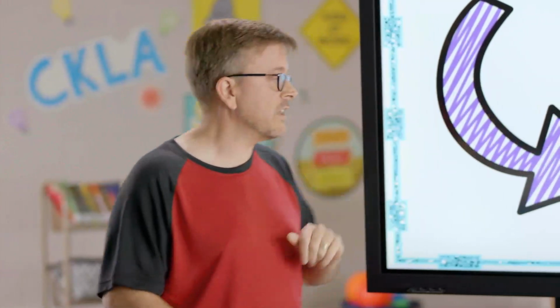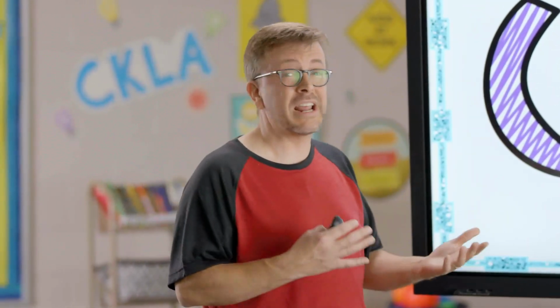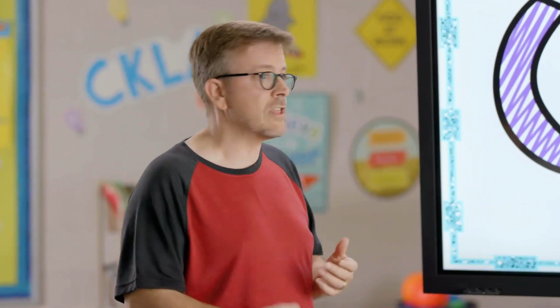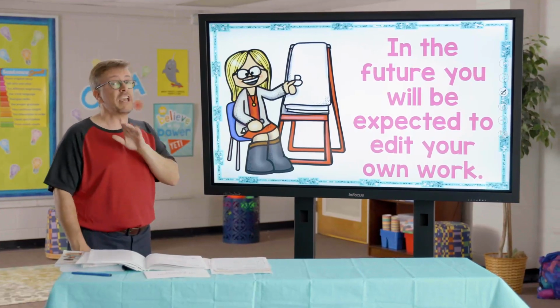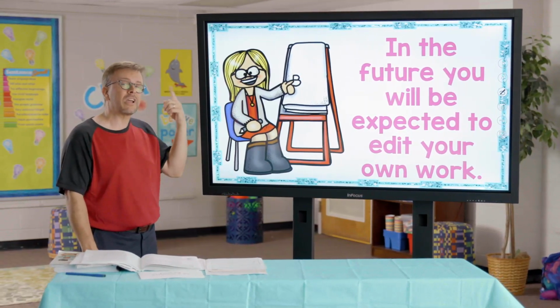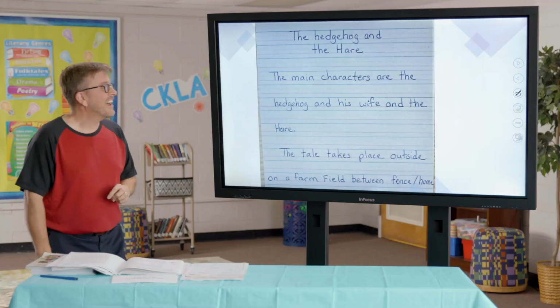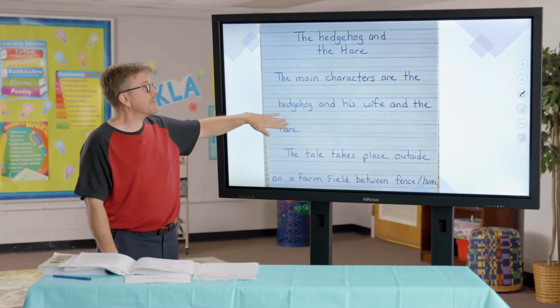Remember those five senses we like to put into our writing to make our writing even better, to make the reader feel like they're there. In the future, you're going to be expected to edit your own work. So these are things you're going to constantly be looking for. It's best to start looking for them when you're writing your draft because it makes the editing phase a little bit easier. All right, so let's look at the copy that I've written for us.